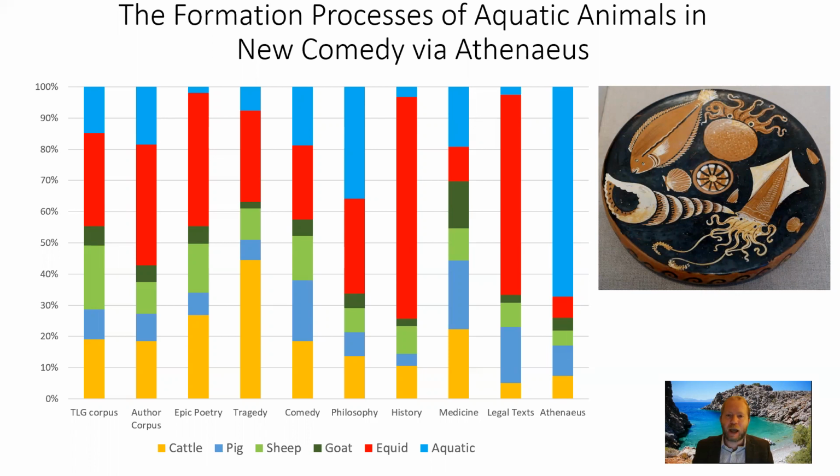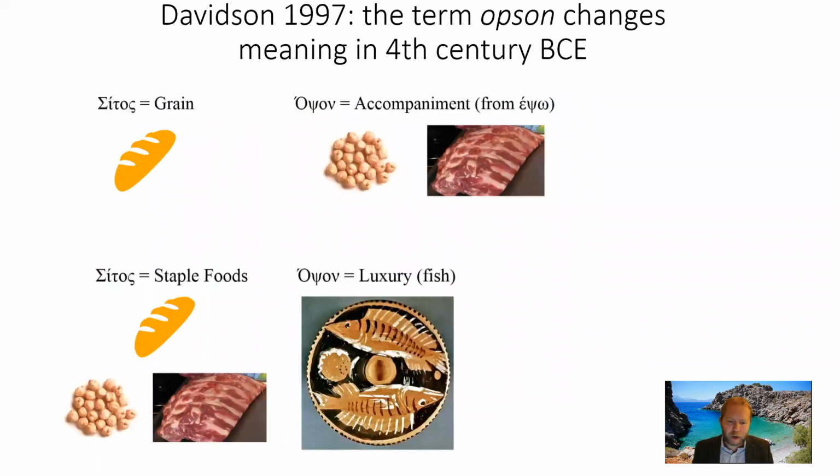On the other hand, we get a whole lot of fish in Athenaeus. Which I think is really quite fascinating, that we have so much fish in Athenaeus. And I think this might impact our understanding of ancient cuisine. So James Davidson has published in his book, Courtesans and Fish Cakes, how the term opson changes meaning in the 4th century BCE from kind of an accompaniment to grain, so legumes, meat, etc., to specifically fish, kind of luxury.